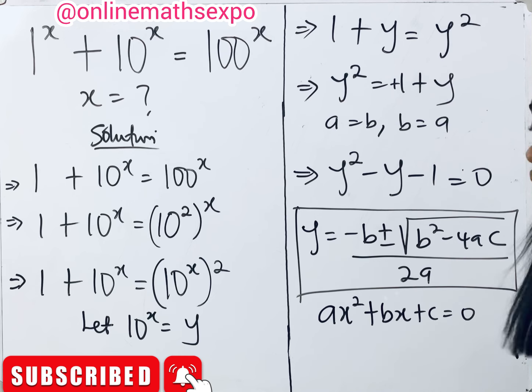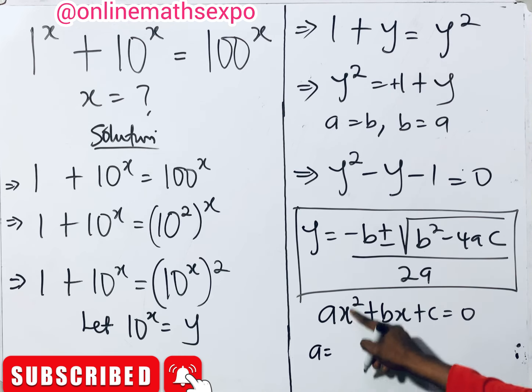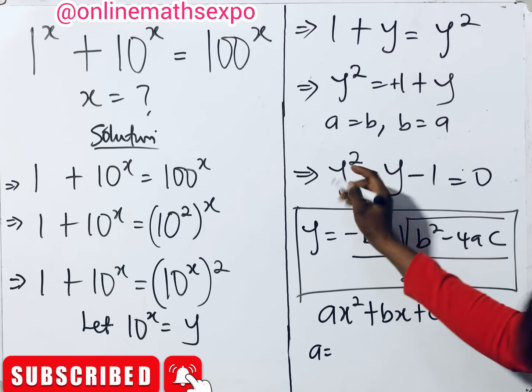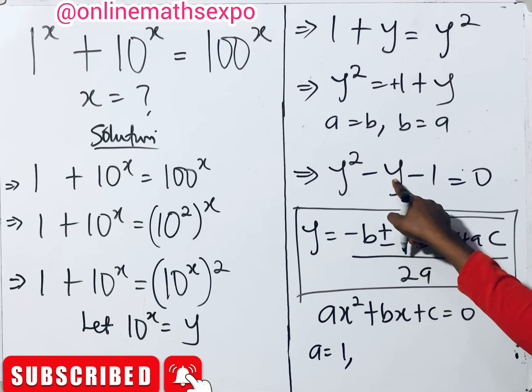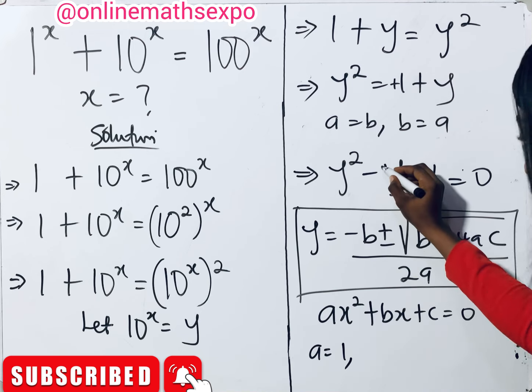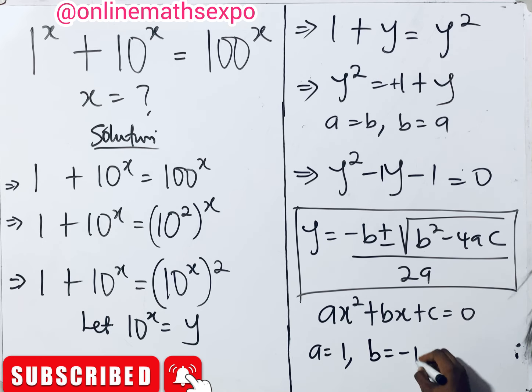Did you see that? So what it means is that your a is always the coefficient of x squared. So what's the coefficient of y squared here? It is 1. So your a is 1. Now your b is the coefficient of your x. So what's the coefficient of y here? Remember, there is 1 here, so it's going to be negative 1. So we have b is equal to negative 1.